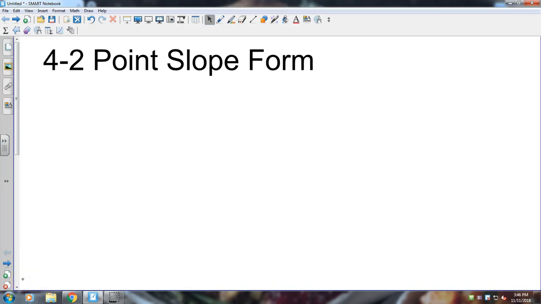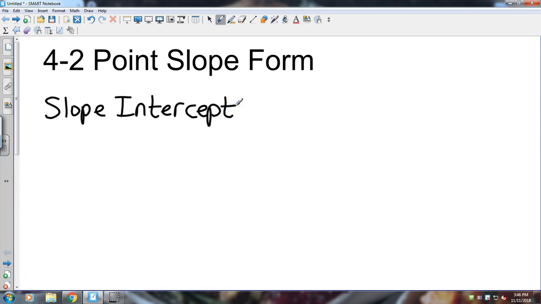Okay, Algebra 1, we are looking at Chapter 4, Section 2, point slope form. So far, we have done slope-intercept form, and that's y equals mx plus b, remembering that m is the slope and b is the y-intercept.